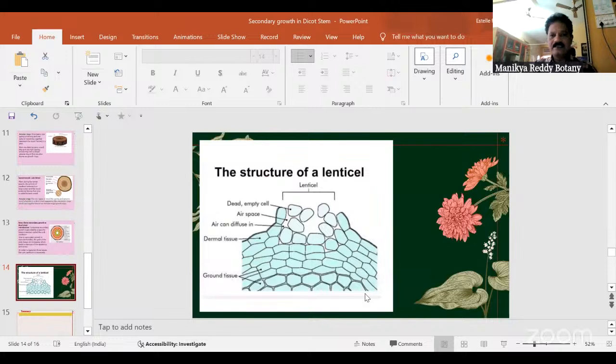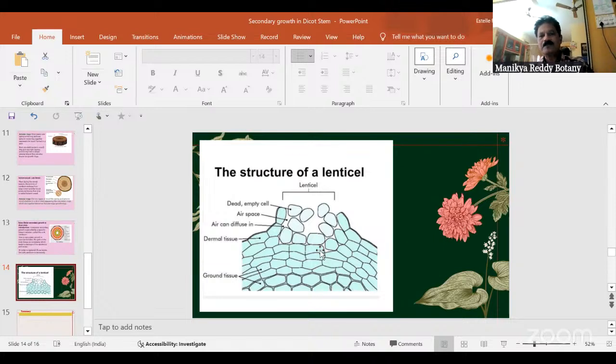Secondary stems also have aerating pores. Those aerating pores are called lenticels. This is the enlarged portion of cork tissue. In the cork, you can find an aerating pore. This aerating pore is called a lenticel. Lenticels help in exchange of gases in secondary stems. These empty air spaces are seen here. Air diffuses into the stem through these pores.